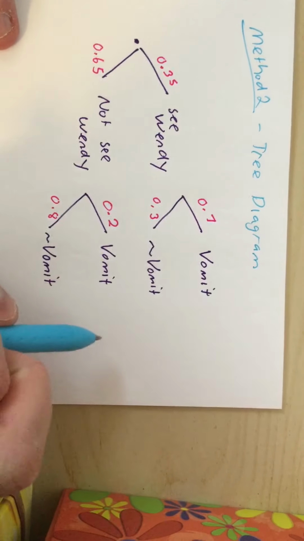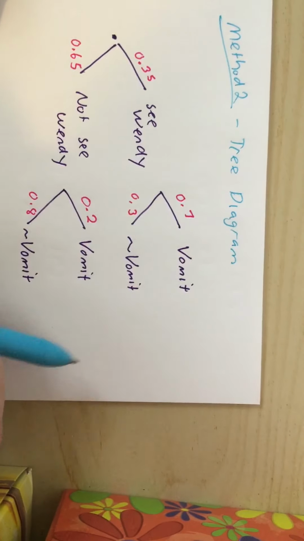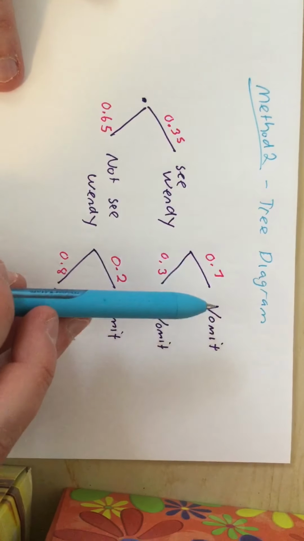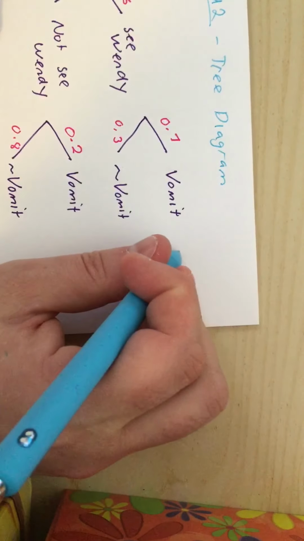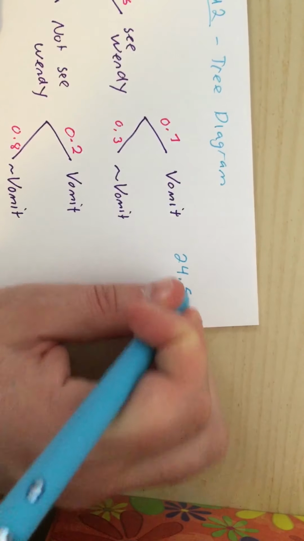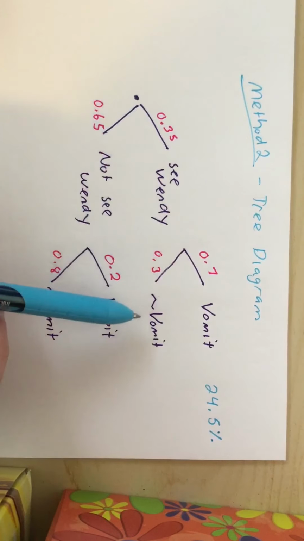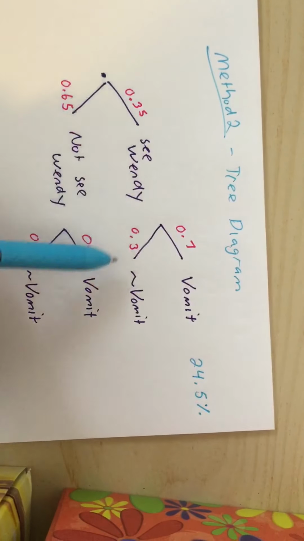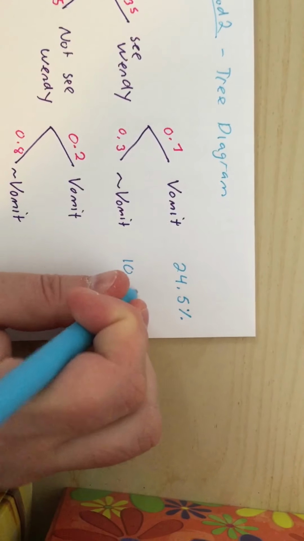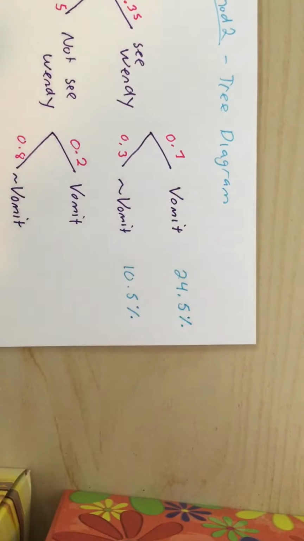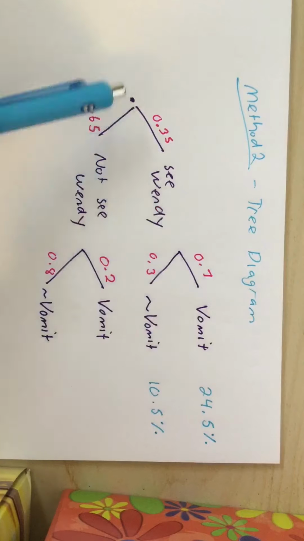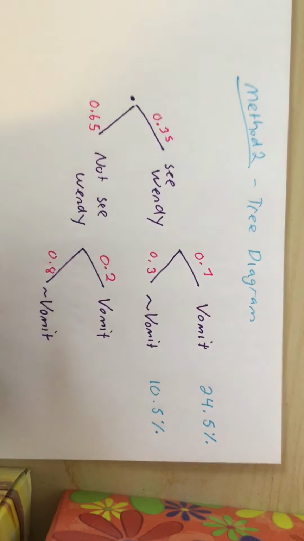So over here, we're going to have what are going to be our ands. The probability of seeing Wendy and vomiting is going to be 35% times 70%, which we've already done. This will be our third time doing it. So that's 24.5%. The probability of seeing Wendy and not vomiting, you would multiply 0.35 times 0.3, which would be 10.5%. I actually cheated slightly. I didn't multiply it. What I know is that these two percentages have to add up to the 35%.